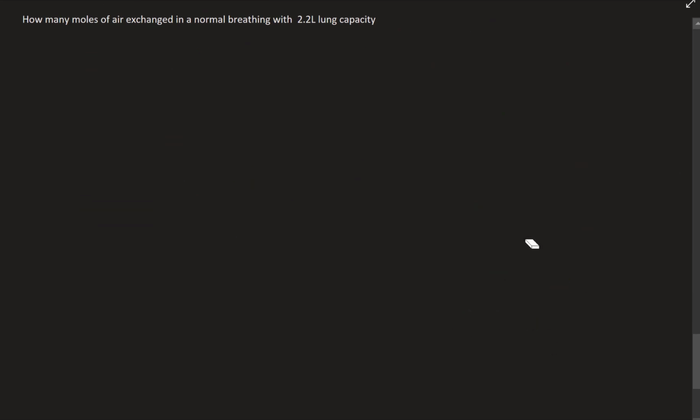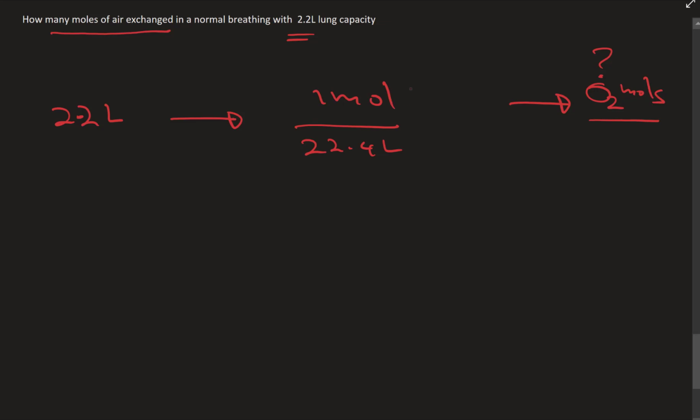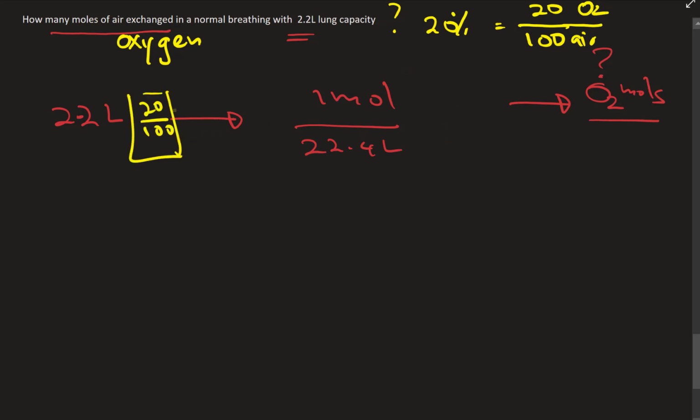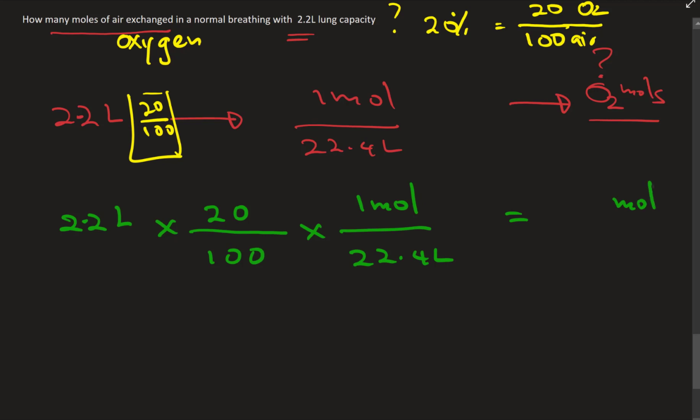So let's go to this question. How many moles of air are exchanged in a normal breath with a 2.2 liter lung capacity? That's a normal lung breathing, right? Our question is oxygen, and we are given the 2.2 liters. We know 1 mole is 22.4 liters. We'll go there, but the question actually should be oxygen. Oxygen is 20%. The 20% doesn't have a unit. So that means of the 2.2 liters, you need only 20% to consider oxygen. That's why 20% goes as 20 over 100.